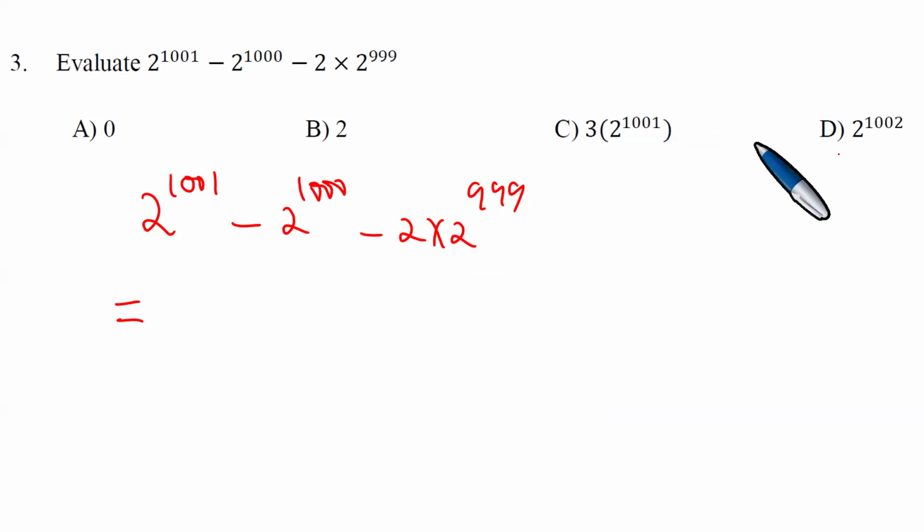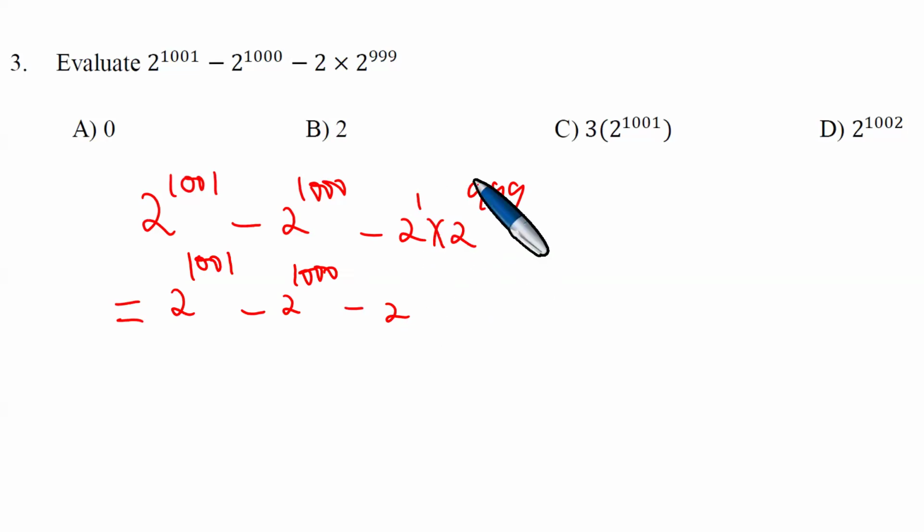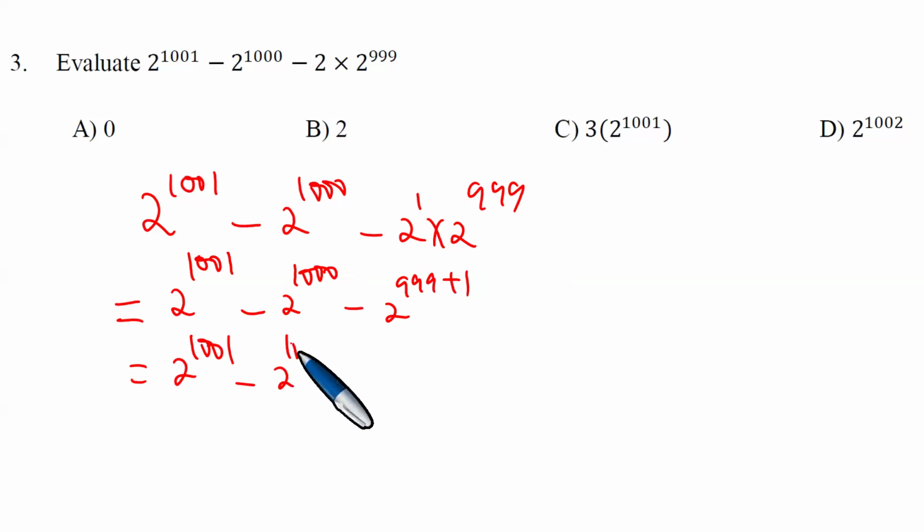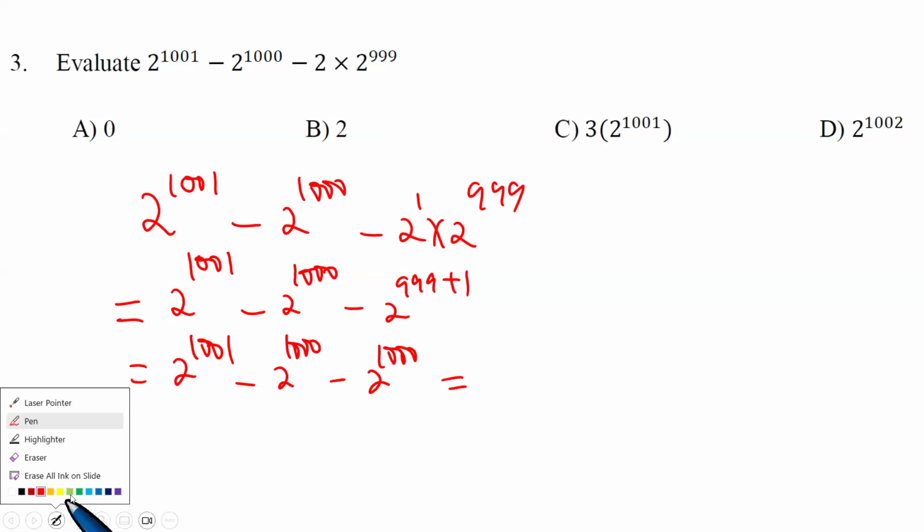You can see that the powers here are 1001 and 1002. You can leave the 1001, it doesn't really matter, and come to this one, which is actually 2 to the power 1000 times 2 to the power 1. So you can add the exponents. When the bases are the same, you add the exponents, grade 10 exponents, which means 2 to the power 1001, 2 to the power 1000, and 2 to the power 1000. That was the little trick, and we're done.